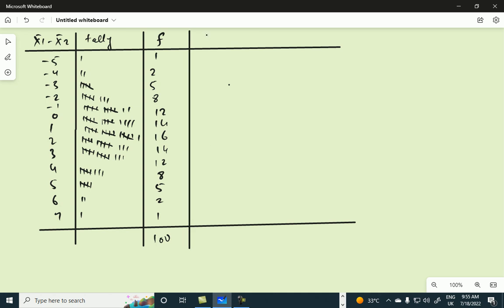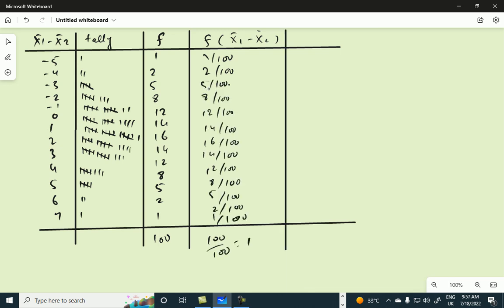Now, we need to compute the probability of x1 bar minus x2 bar. Minus 5 occurs only once out of 100 times, so its probability is 1 over 100. Minus 4 occurs 2 times out of 100, so this is equal to 2 by 100, and similarly you can complete it. So, this is the sampling distribution for the difference between two sample means. Got it? The sampling distribution for the difference between two sample means.